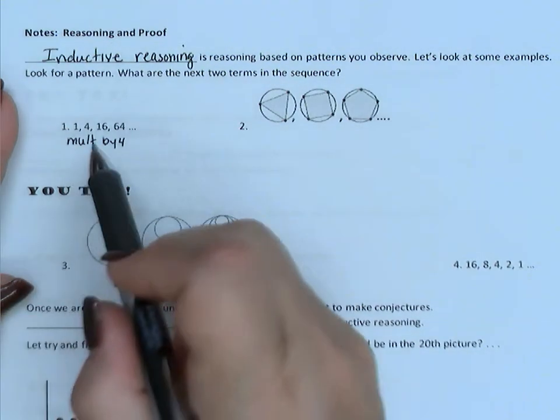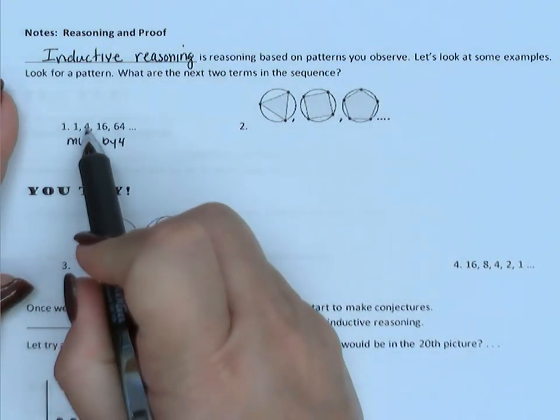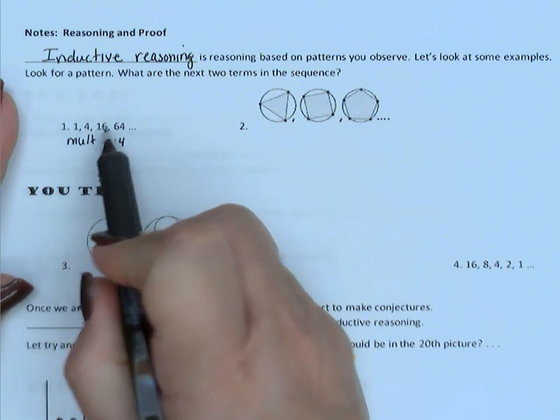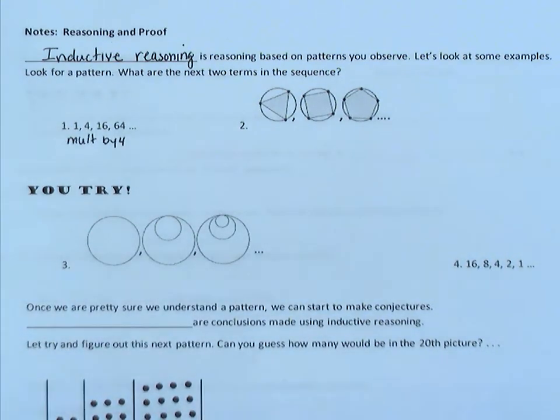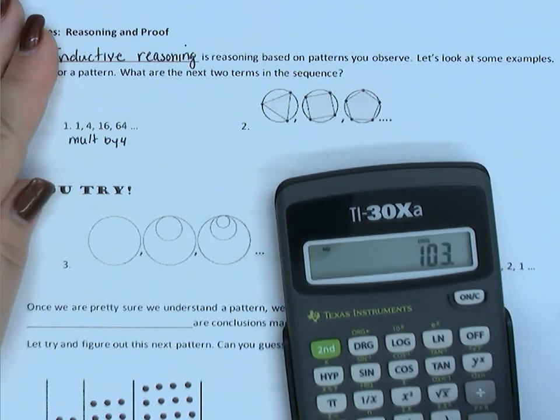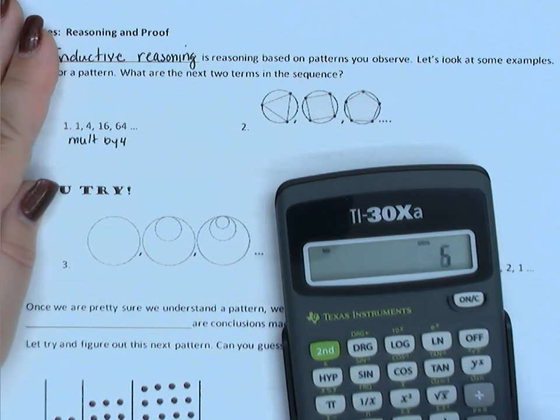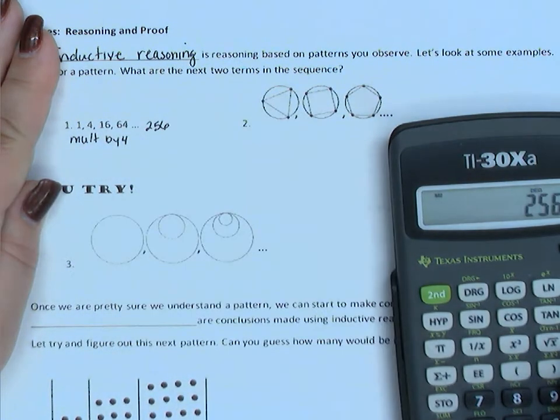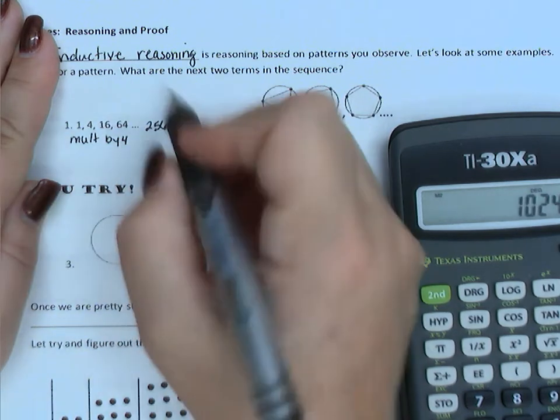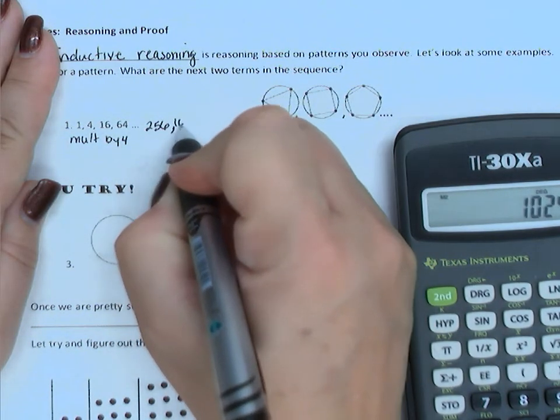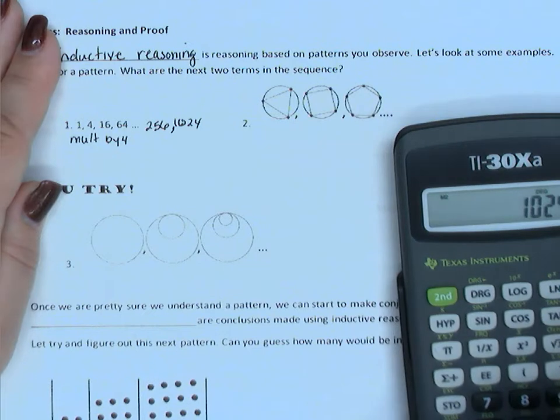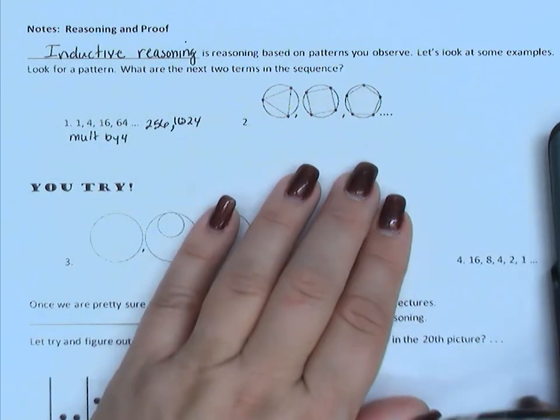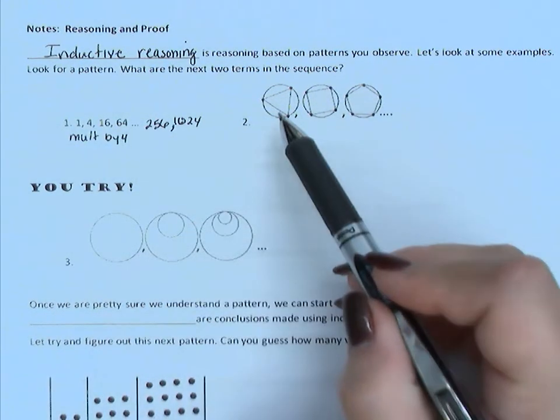So looking here, I'd go 1 times 4 is 4, then 4 times 4 is 16, 16 times 4 is 64. So if I wanted to just determine the next couple of terms in the pattern, I would just take my calculator, and I would say, okay, well, 64 times 4 is 256. So then my next term would be 256. And then I would multiply that by 4. And my next term would be 1,024.